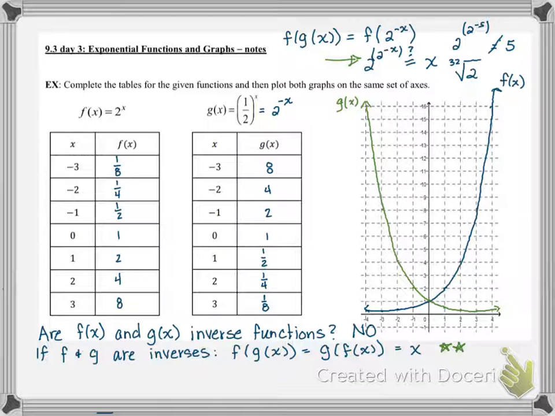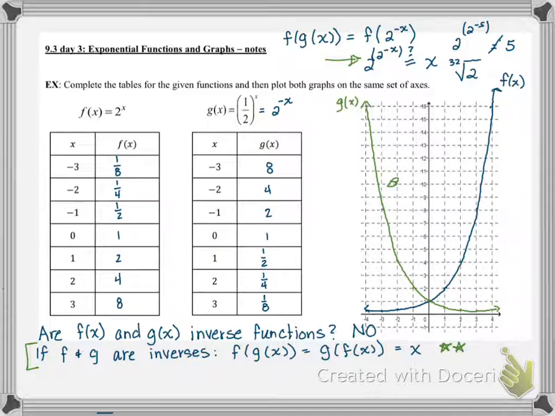Once again, this property right here is the most important thing that you can know about inverses: if you compose them, you get your original input back. Now, as far as the table goes, what the table shows us is that they are reciprocals of each other. So if I plug in -3 to f, I get the reciprocal of the output if I plug -3 into g.